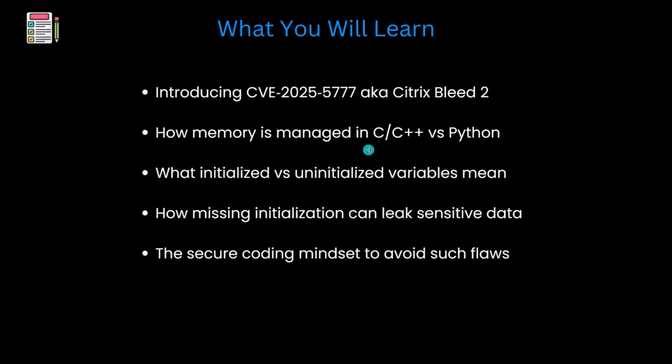So here's what you will learn in this video. We are going to start our video by introducing the Citrix Bleed 2 vulnerability. We are going to use this vulnerability as a reference point in our video to discuss secure coding practices. Since this vulnerability has an uninitialized variable at the heart of it, the uninitialized variable is the root cause of this Citrix Bleed 2 vulnerability, which was categorized as buffer overread. So we will look at initialized and uninitialized variables, how memory is handled in low-level languages like C and high-level languages like Python and Java. And then we will discuss how missing initialization can lead to sensitive data leak.